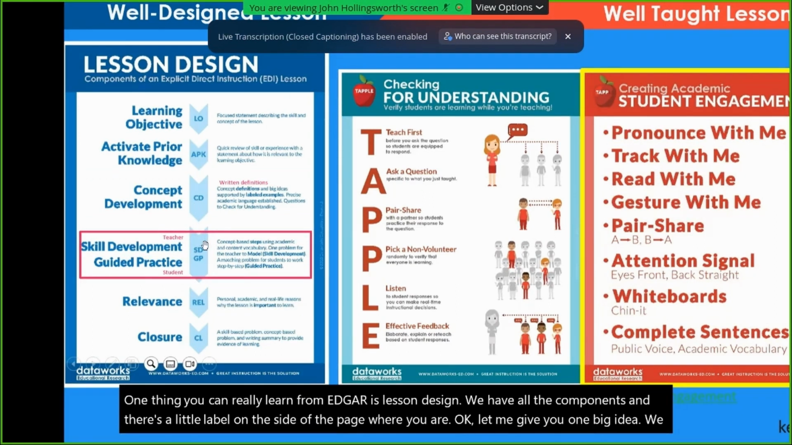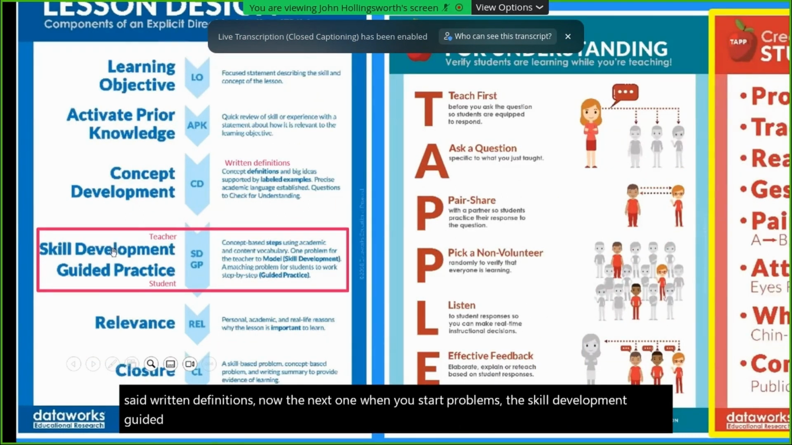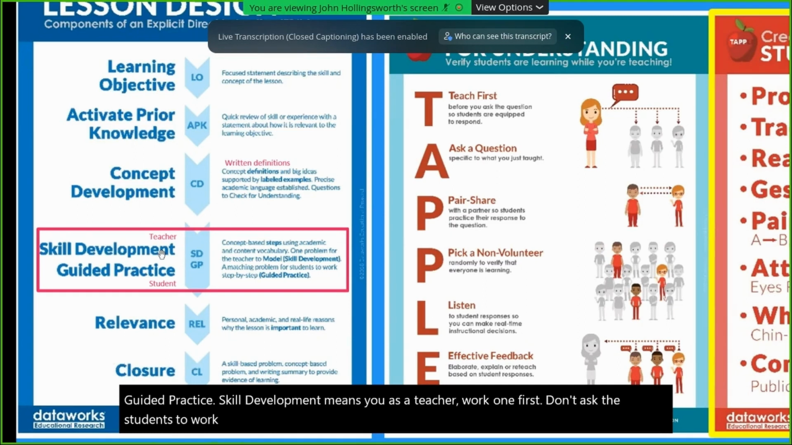Okay, let me give you one big idea. We said written definitions. Now the next one, when you start problems, the skill development guided practice. Skill development means you as a teacher work one first. Don't ask the students to work until you've worked one first.